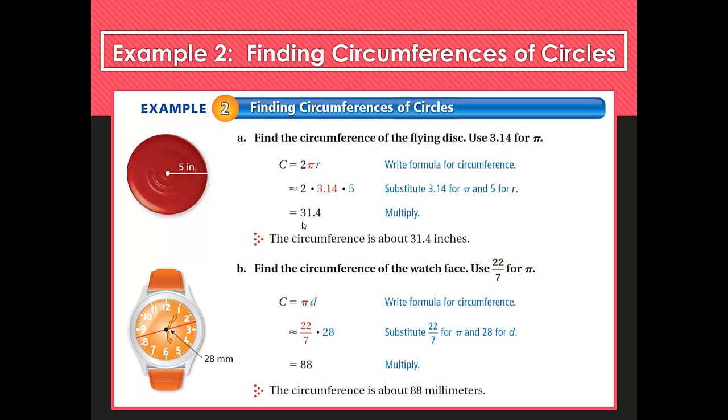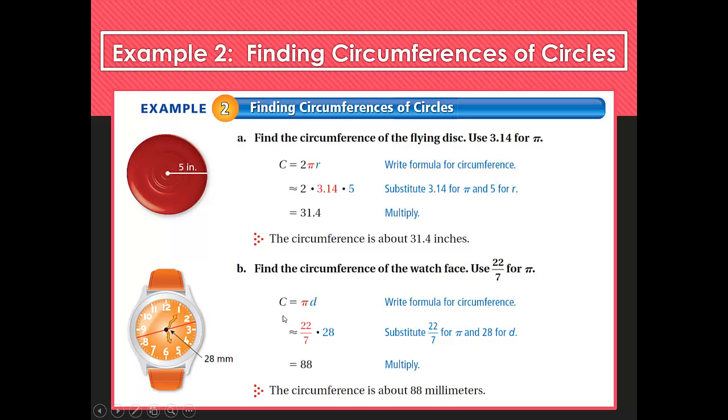For B, we're going to find the circumference of the watch face. We're going to use 22/7 for pi. For the watch face, we know the diameter because we're going all the way across our circle and we're passing through our center. So our diameter is 28 millimeters.